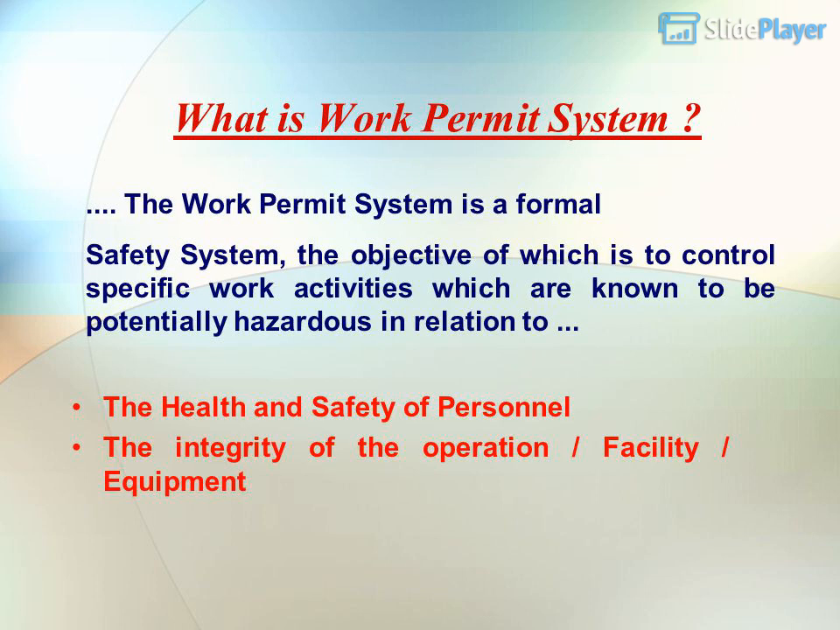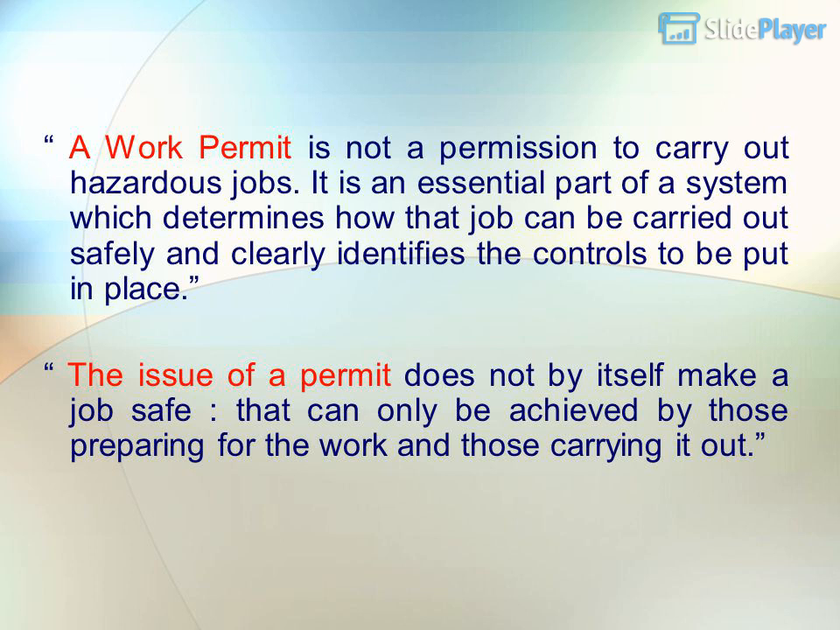What is work permit system? The work permit system is a formal safety system, the objective of which is to control specific work activities which are known to be potentially hazardous in relation to the health and safety of personnel, the integrity of the operation, facility, equipment. A work permit is not a permission to carry out hazardous jobs.